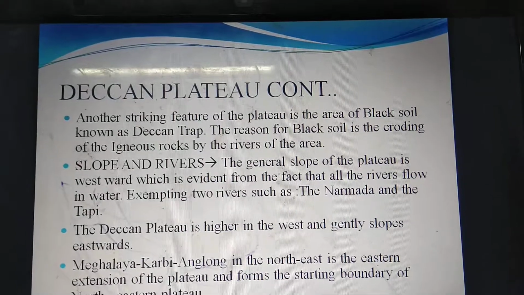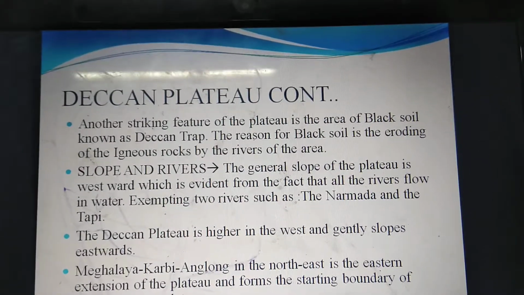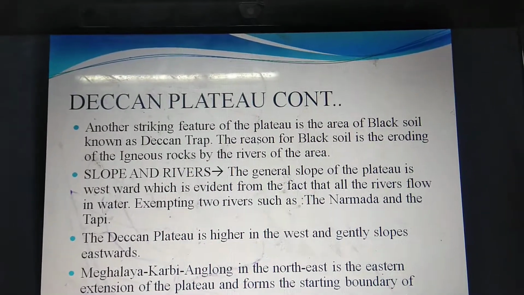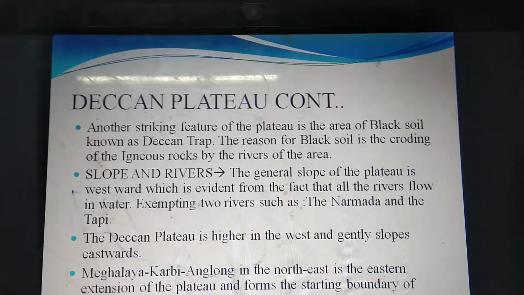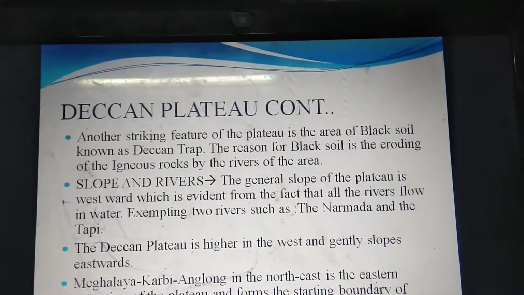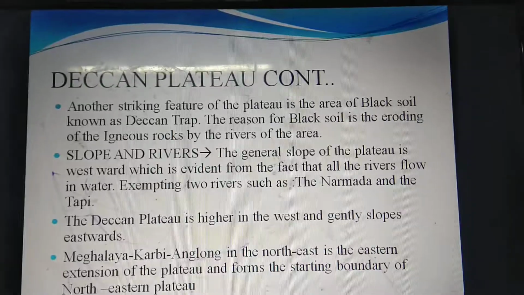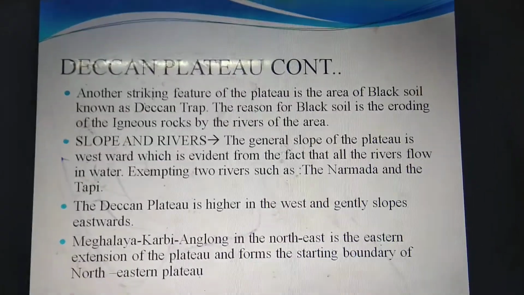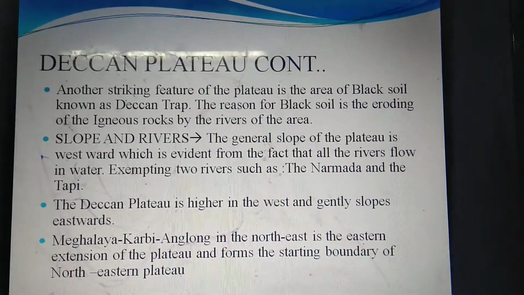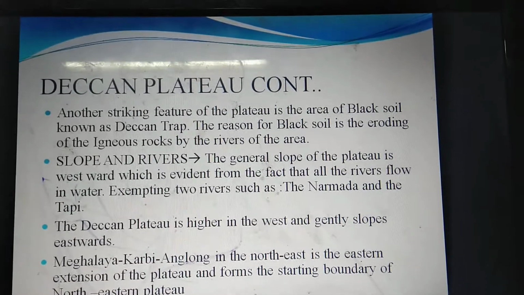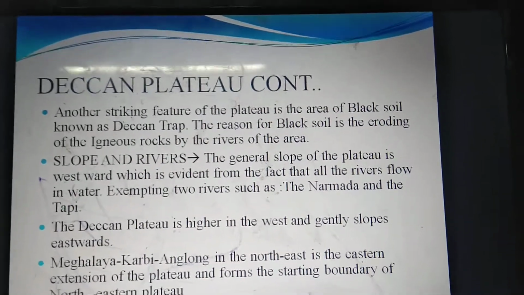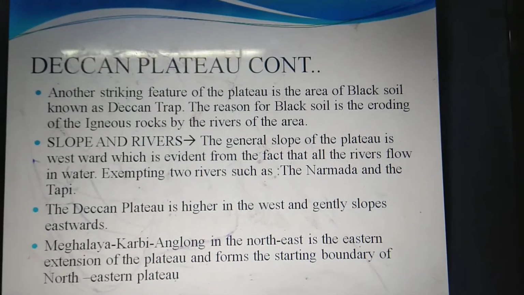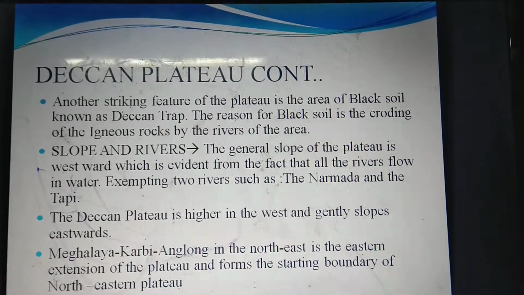That is because of the rift valley, which was formed due to the rising of the Himalayas and unparalleled tensional forces acting upon the landmass. The Deccan Plateau, as I told you earlier, is higher on the western side, and the slope gently goes down on the eastern side. Meghalaya and Karbi Anglong in the northeast of the plateau are basically the eastern extension of the Deccan Plateau, and they form the starting boundaries of the northeastern plateau regions of the country.